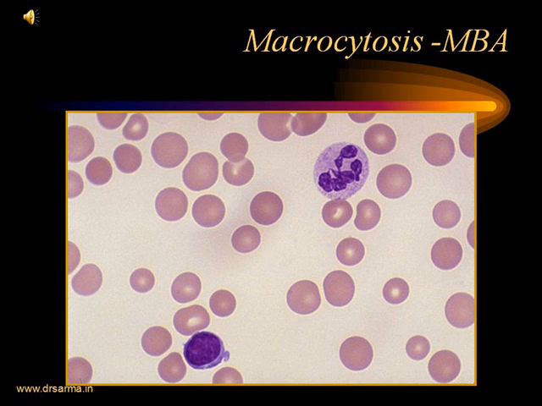This slide shows macrocytosis. Look at the RBC. All the RBCs are very well hemoglobinized. The mean corpuscular hemoglobin concentration is very high, and some of the RBCs are as large as small lymphocytes. So these are macrocytes with normochromia or even hyperchromia.